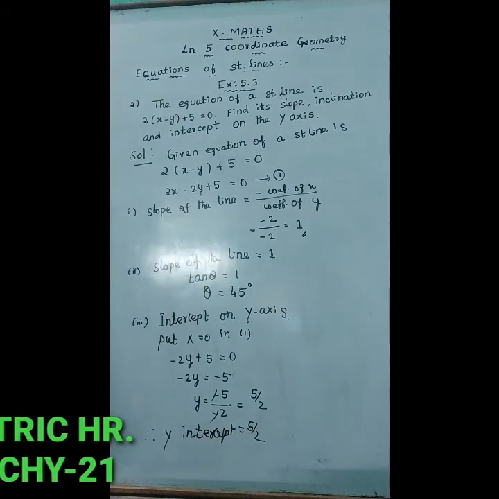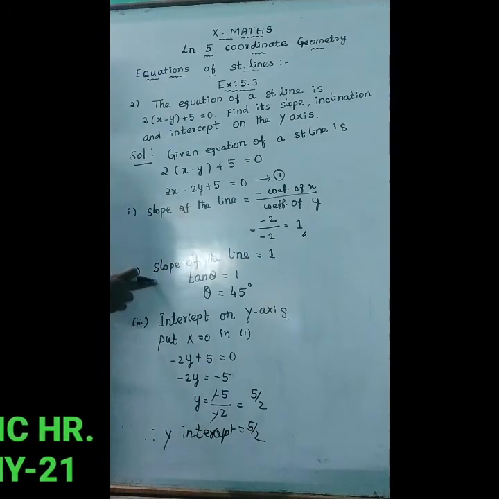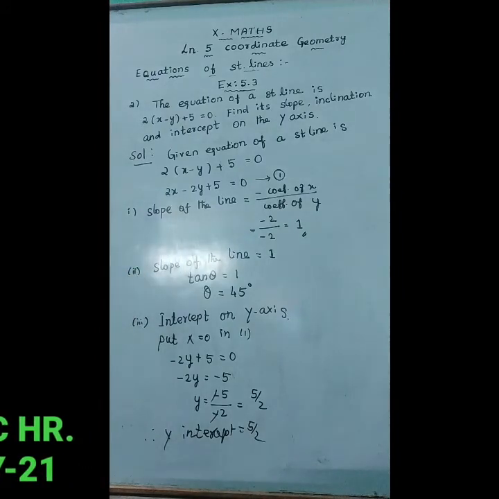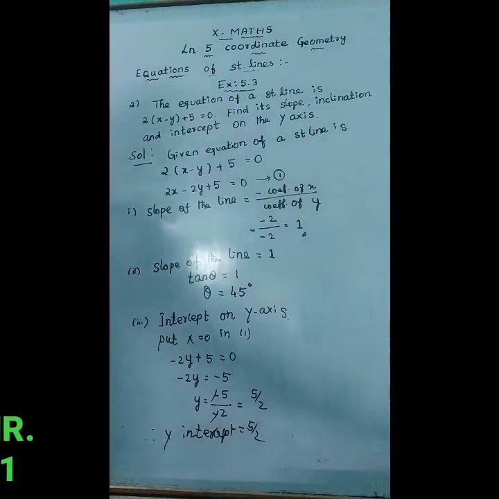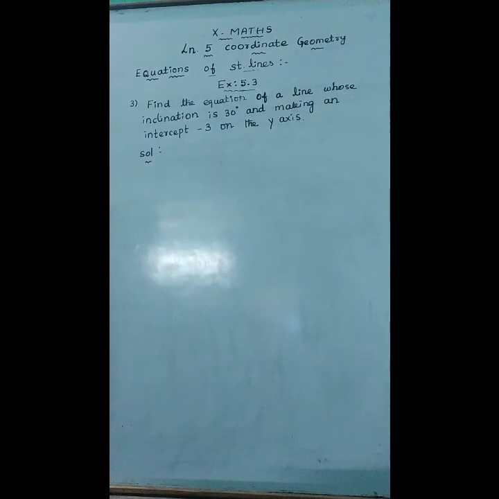So in the second sum, the slope of the equation is 1. The inclination of the straight line is 45 degrees. Then the intercept on the y-axis is 5 by 2. This is the solution for the second one.